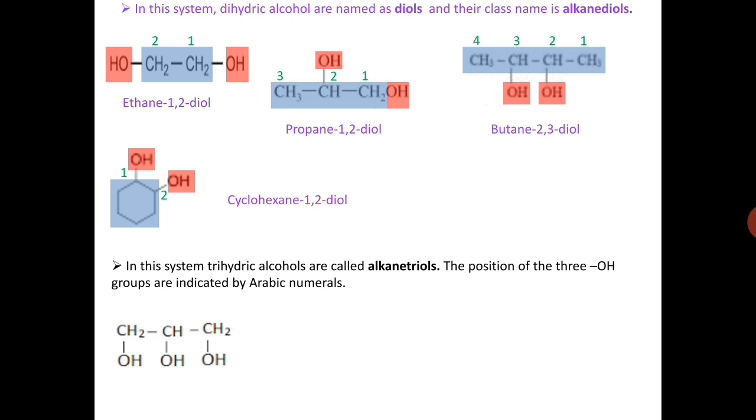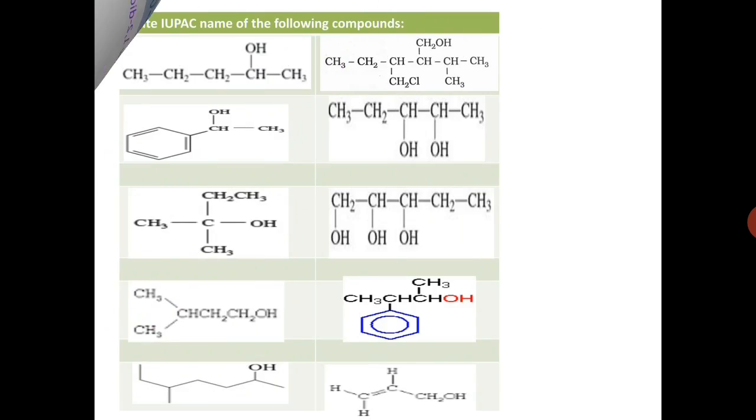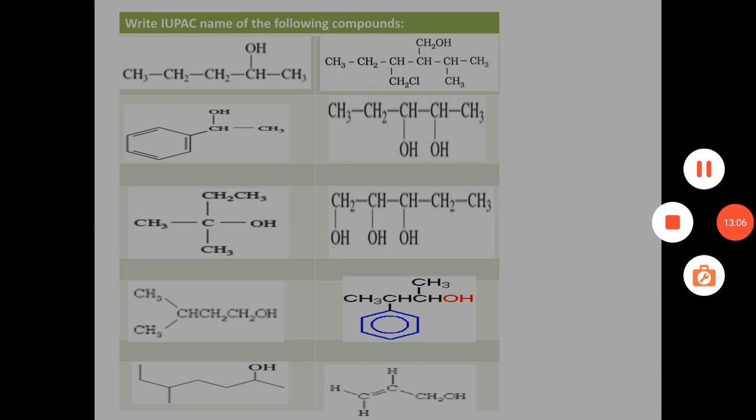In case of trihydric alcohols, we call them alkane triols. Here we see 3 carbons and the OH groups attached to the 1, 2, 3 positions, therefore we call it propane-1,2,3-triol. Okay, and all of you solve the IUPAC nomenclature of that compound. Okay, thank you.